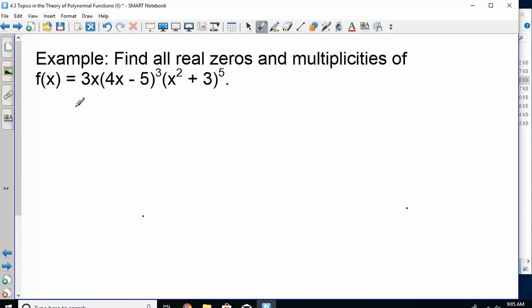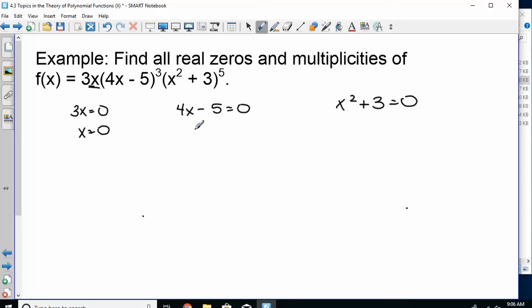So if I'm looking at this, we basically figure out what makes 3x equal 0. I need to know what makes 4x minus 5 equals 0. And I need to know what makes x squared plus 3 equals 0. Okay, so 3x equals 0. What would you do there? Divide by 3, and we just get x equals 0.